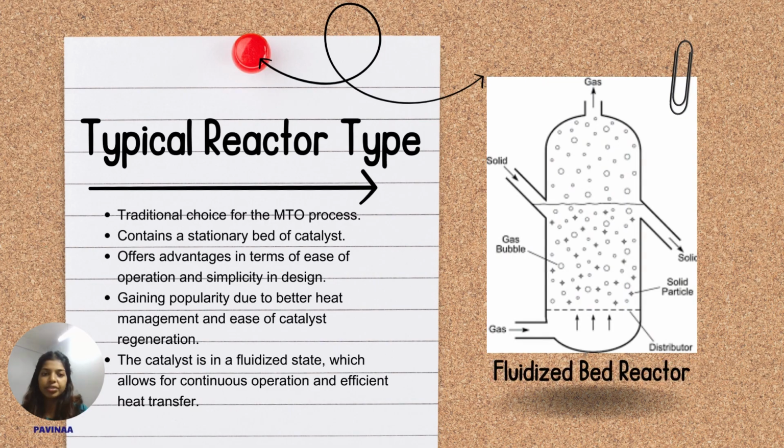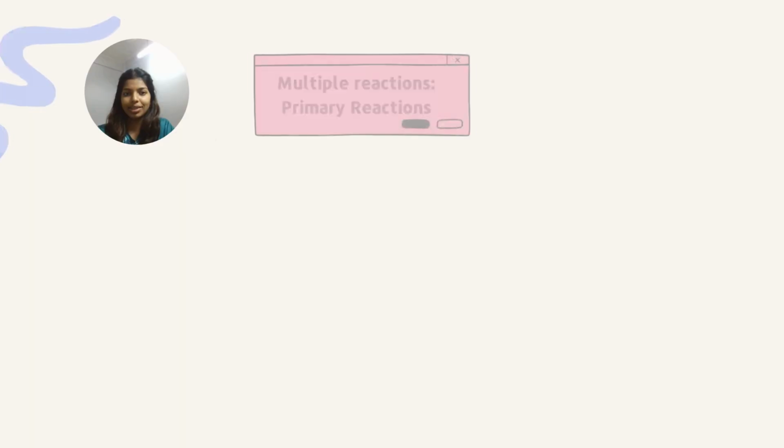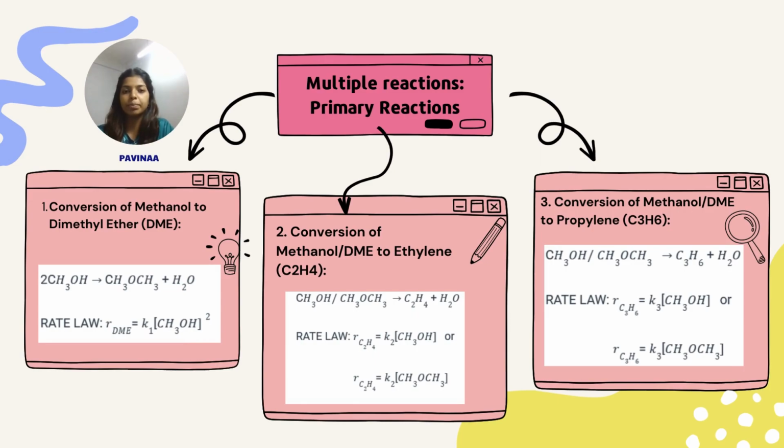The preferred reactor for the methanol to olefin process is the fluidized bed reactor, a traditional and widely chosen option. Characterized by a stationary catalyst bed, it stands out for its operational simplicity and ease of design. Its popularity is on the rise, driven by improved heat management and simplified catalyst regeneration. Operating with a fluidized catalyst state enables continuous operation and efficient heat transfer, enhancing the overall effectiveness of the MTO process. In this part, we will discuss the multiple reactions.